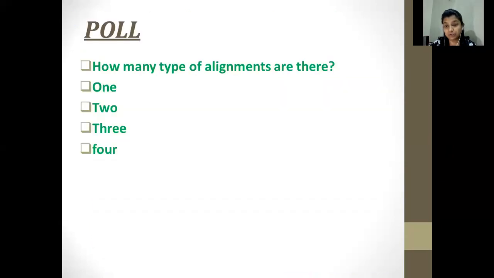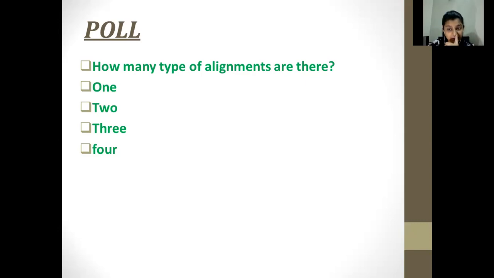Is there a question in front of you related to that? How many types of alignments are there? What do you think? We have done the alignments in the previous class. There was left, right, center, justify. Now I have given you the hint. So what do you think? How many types of alignments are there? Yes, four. Four types of alignments are there: left, right, center, and justify.